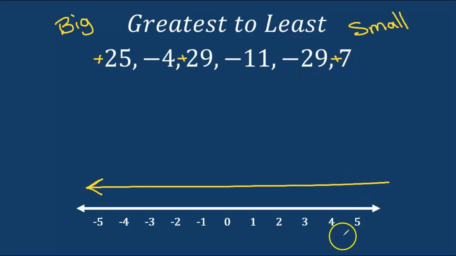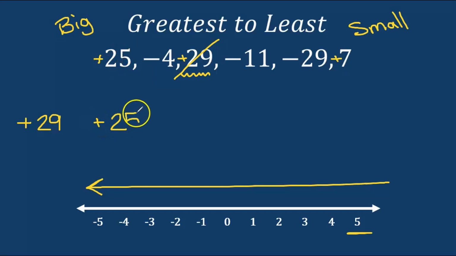Once you've done that, since we're starting with our biggest number, we're starting with the largest valued positive number. That would be here. So we're going to list positive 29 first. As we approach 0, we're going to count down from 29. So that next one is 25. And then finally, 7. Everything else that I have is negative, so I know that I'm done counting.